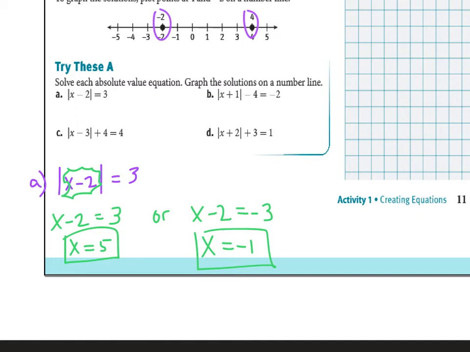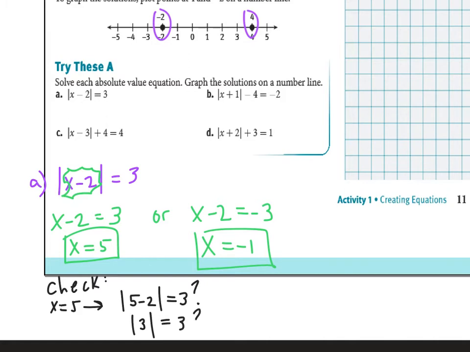And those, we can check them. Let's check them, especially when we're first starting out here. So if we wanted to check them, how do you check an equation? You always plug it back into the original, right? So if I want to check x equals 5, I need to plug that into the original. So the absolute value of 5 minus 2, does that equal 3? And I like to do a little question mark when we're checking things out. If we start simplifying, 5 minus 2 is 3. Is the absolute value of 3 equal to 3? Again, is 3 units away from 0? Yes. So that seems to work.